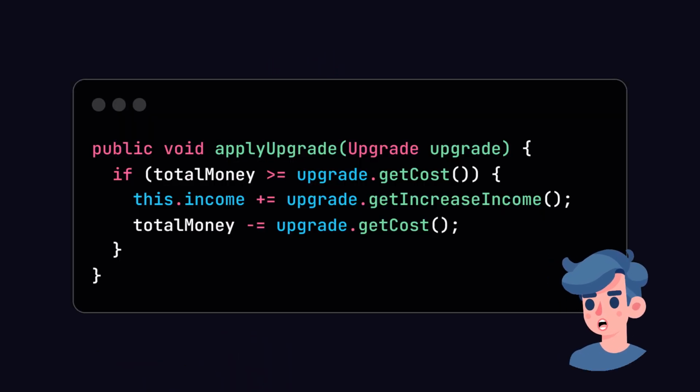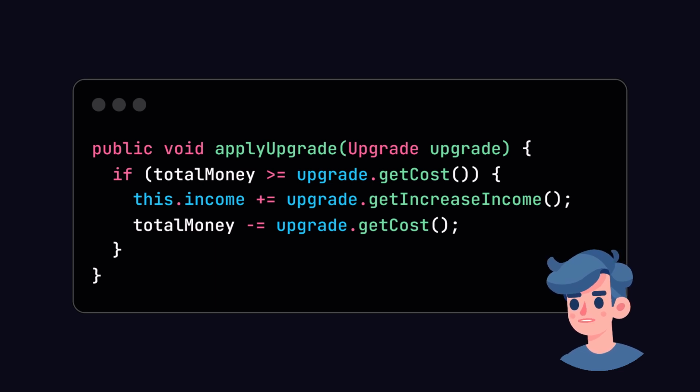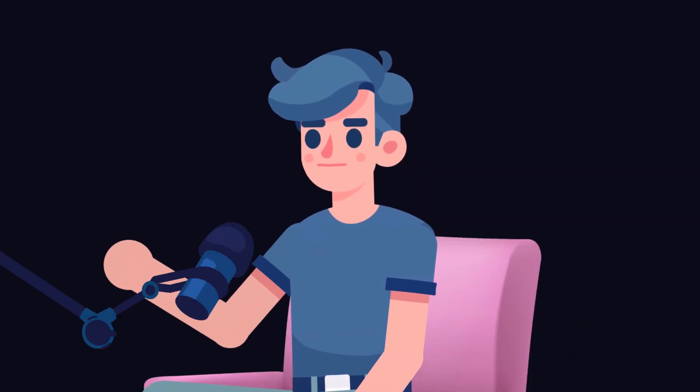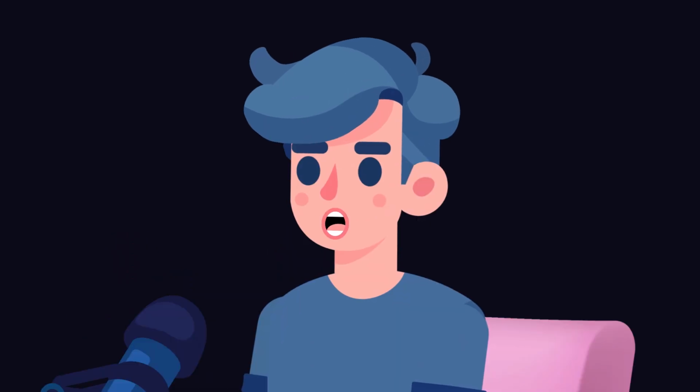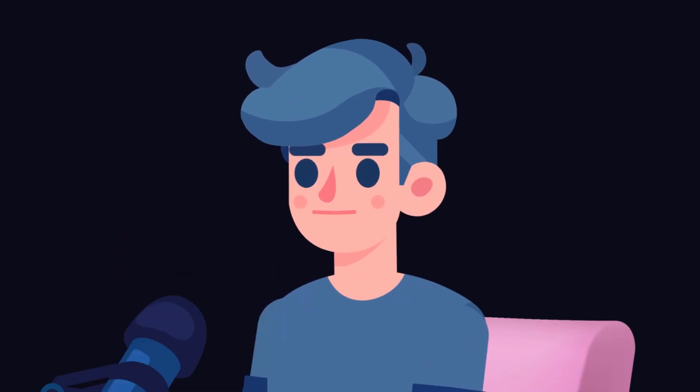Next, let's update our business class to include a method for applying an upgrade to the income. Add logic to ensure that the player can only perform upgrades if they have enough cash. In the apply upgrade method, players can upgrade their businesses if they have sufficient funds. We also deduct the cost of the upgrade from their total money.